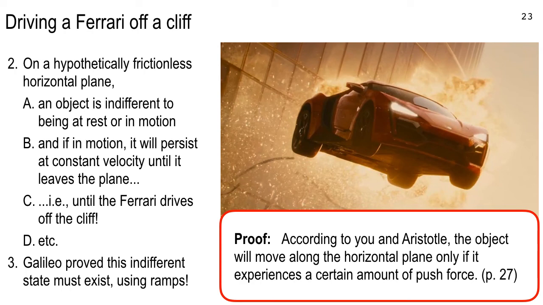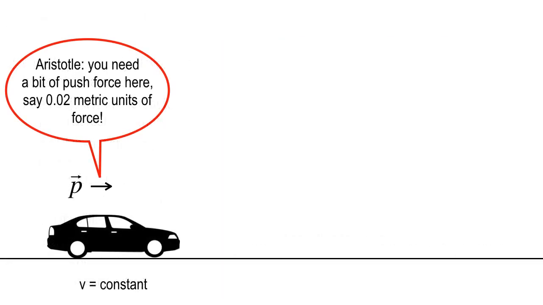So let's set this up. According to Aristotle, the object will move along the horizontal plane of Galileo only if it experiences a little bit of push force. So let's put a car here. It's not a Ferrari, but okay, we'll start small. Aristotle says you need a bit of push force for constant speed, v equals constant. Galileo says, v equals constant. And Aristotle says, yeah, okay, but you've got to have a little bit of push force. So let's say 0.02 metric units of push force. That's what Aristotle would have insisted on. Even frictionless, it's nice, good, but you still need a push force up there to keep it in motion.